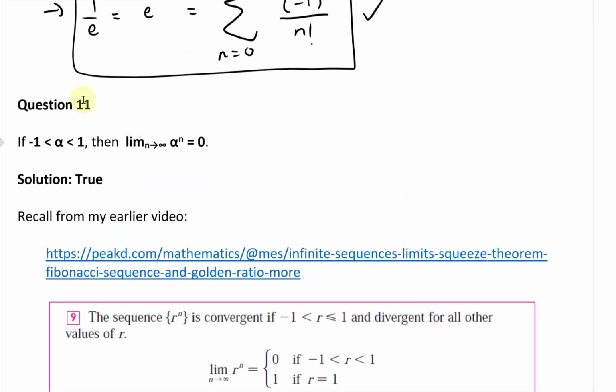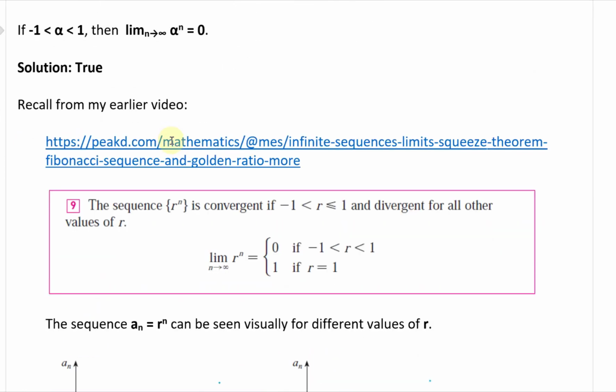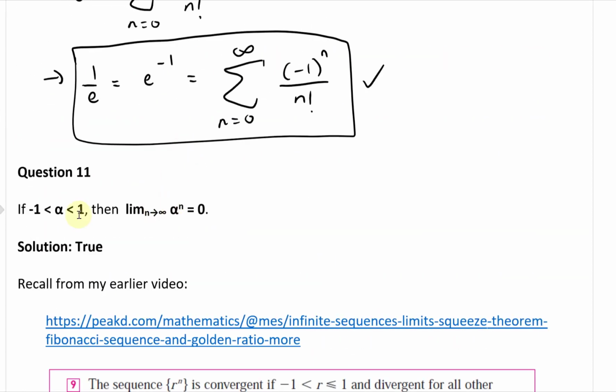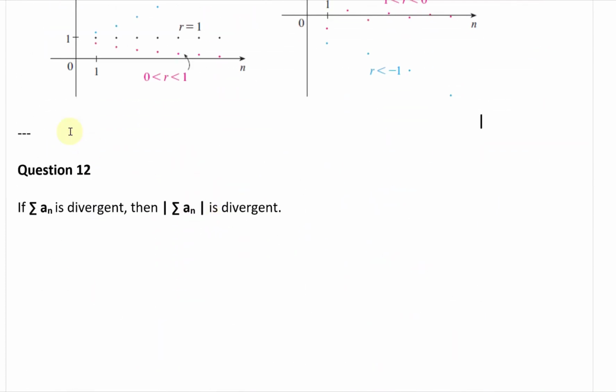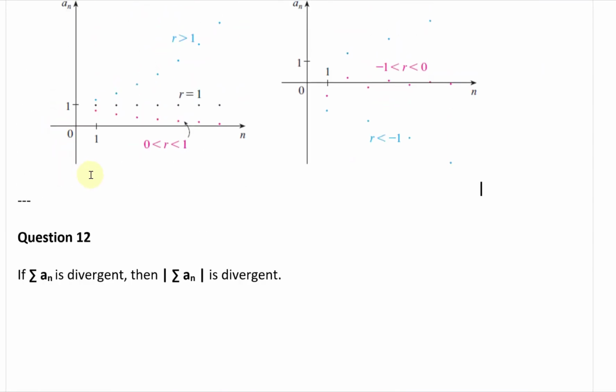So hence, this is true. So if alpha is between these, and then in other cases, r, just replace r with alpha. So if alpha is between -1 and 1, then the limit as n approaches infinity of alpha to the power of n equals 0. All right, so now let's look at question 12.